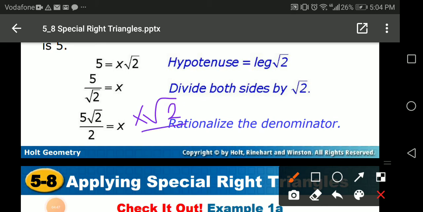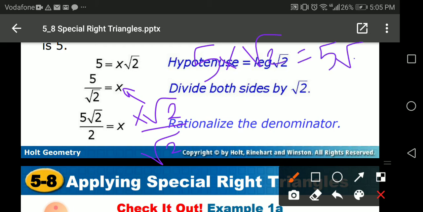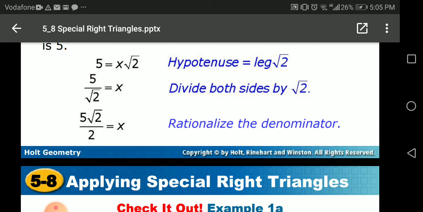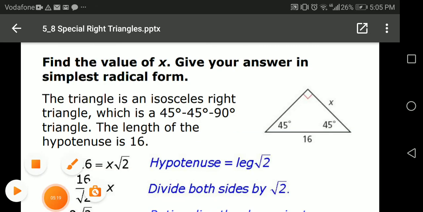It's the same idea: multiply and divide by square root 2. Multiplying 5 by square root 2 gives me 5 square root 2. What about square root 2 times square root 2? The square root times the square root cancels the root and gives me just 2. So it will be 5 square root 2 over 2 equals x.